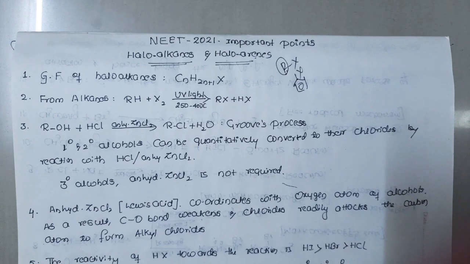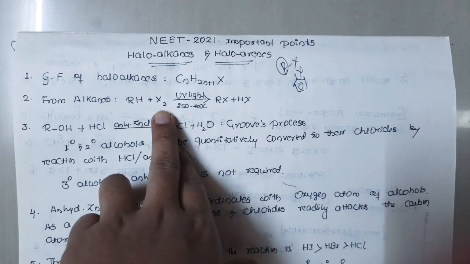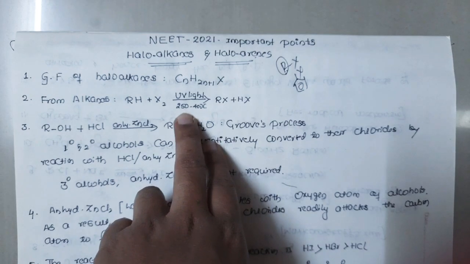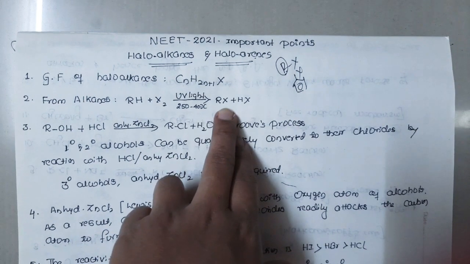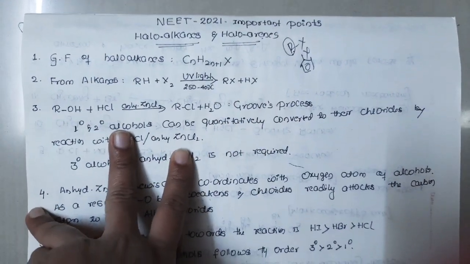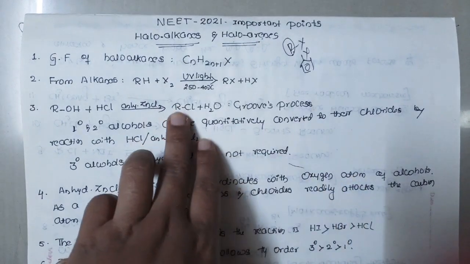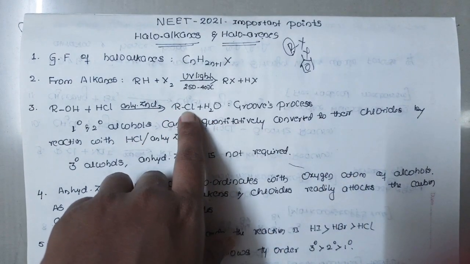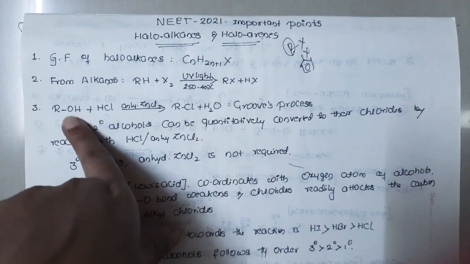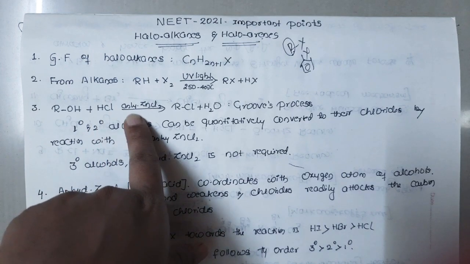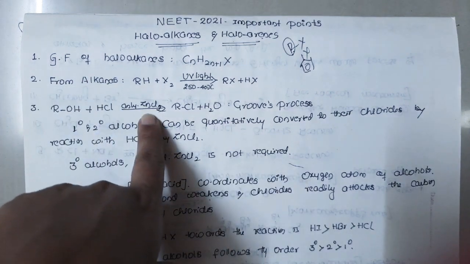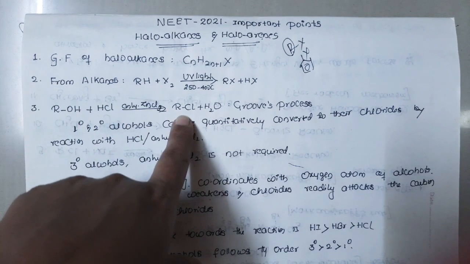From alkanes you can prepare alkyl halides. When an alkane undergoes halogenation, either in the presence of UV light or by maintaining a temperature around 250 to 400 degrees Celsius, it gives the alkyl halide and the hydrogen halide. There is another process of preparation of haloalkanes, particularly alkyl chlorides, that is chloroalkanes. That is when alcohol is treated with HCl in the presence of anhydrous zinc chloride, which gives the respective alkyl chloride.